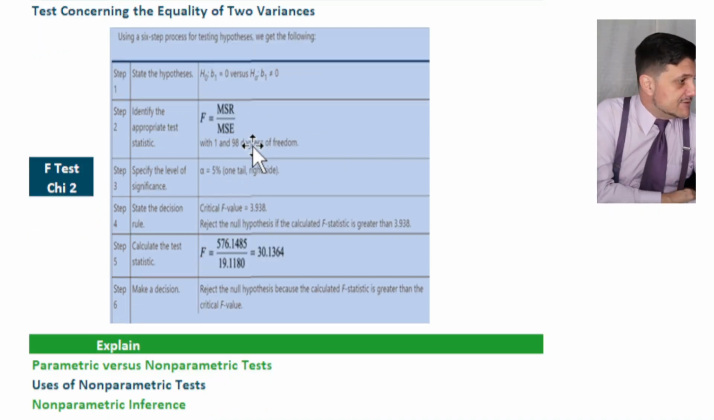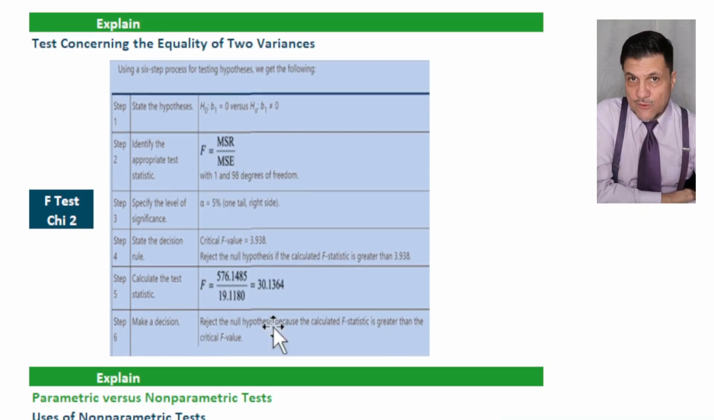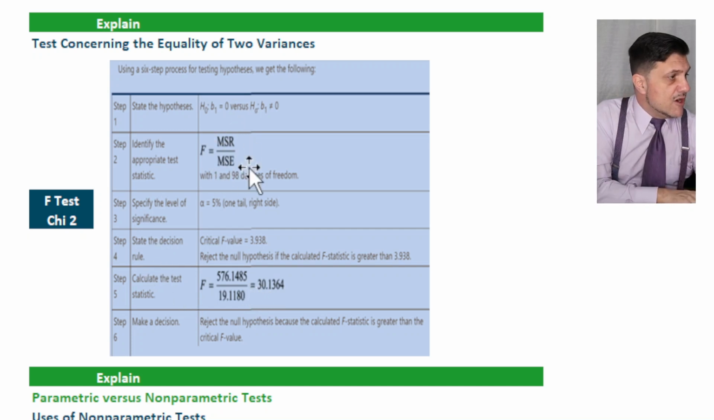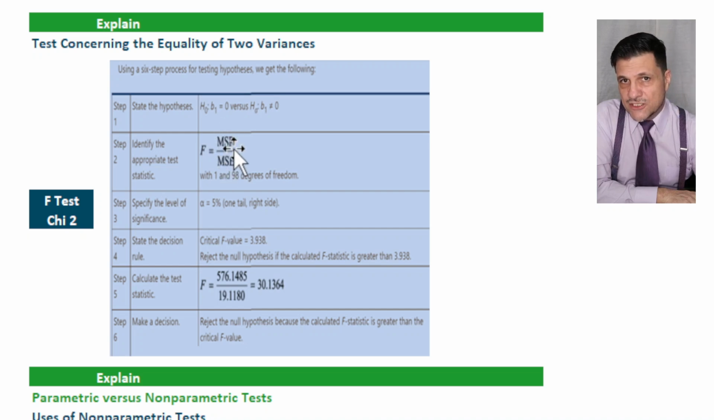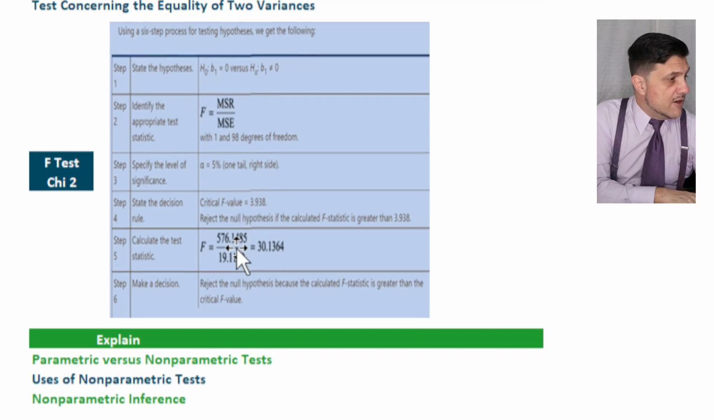All right, let's finish this example here, without going into much detail. The formula is MSR or MSS divided by MSE, okay? The mean square regression, or the mean sum of squares, as I mentioned before, divided by the MSE. So that's the test. The only thing you need to remember is this.